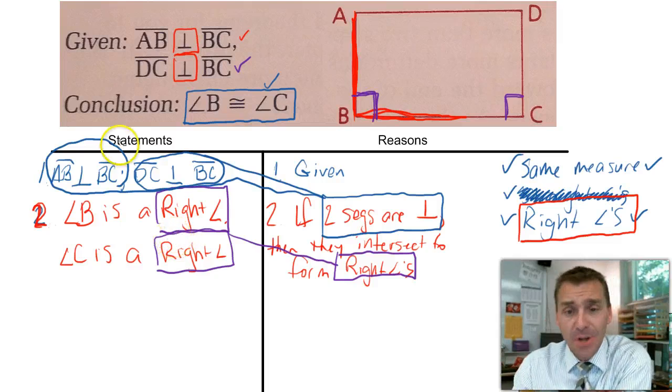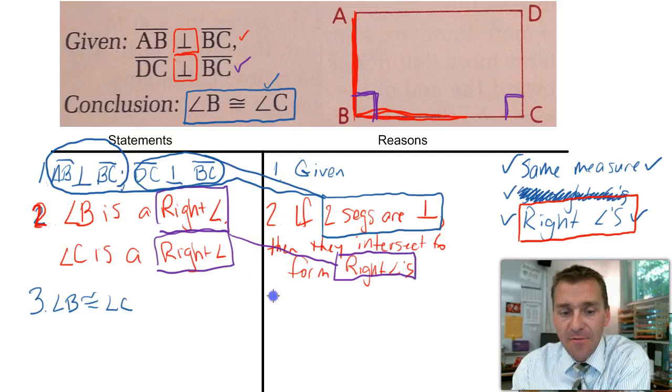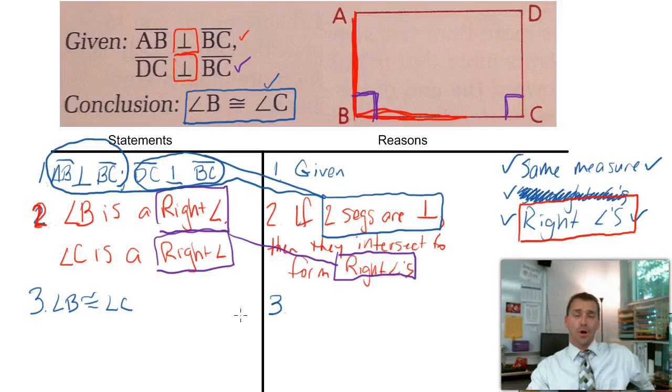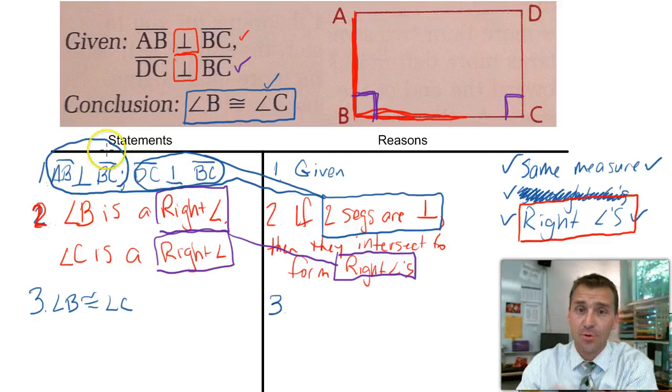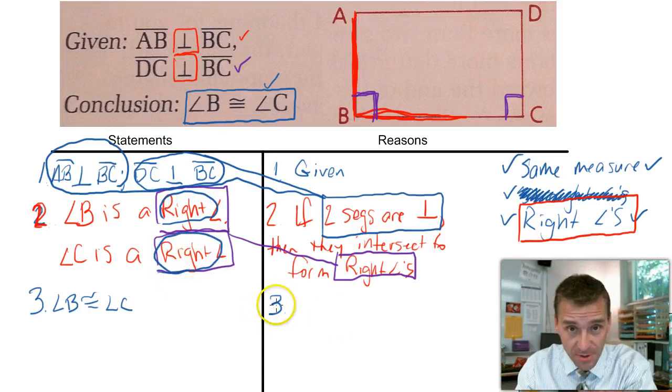Now, am I done proving that these things are congruent? Nope, I'm almost there. So what I have to do now is conclude step number 3, angle B is congruent to angle C, and I need a valid reason. How do I know that these two angles are congruent? Because they look like it? Nope. Because they're straight angles? Nope. Because I proved they had the same measure? No. I didn't prove they had the same measure. I proved that they're both right angles. So there is your reason.